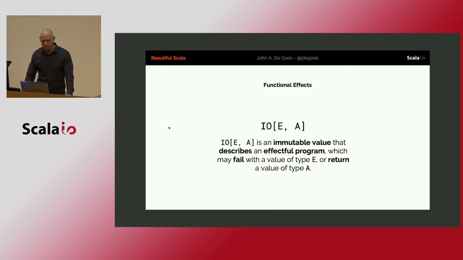So IO[E, A] represents an immutable value that describes an effectful program which could either fail with an E or at some point return an A. And this is the core data type in ZIO that lets you model effectful interaction with the real world. It allows you to safely interact with Java code, with legacy Scala code, with any type of non-functional code. You can very easily interact with that, but do it in the context of a purely functional application.